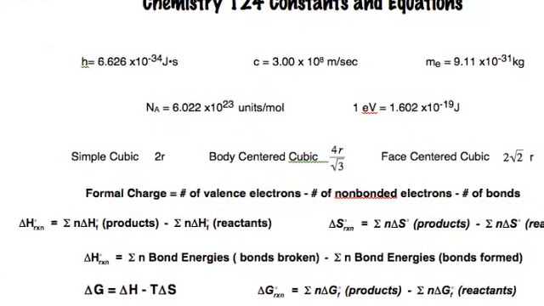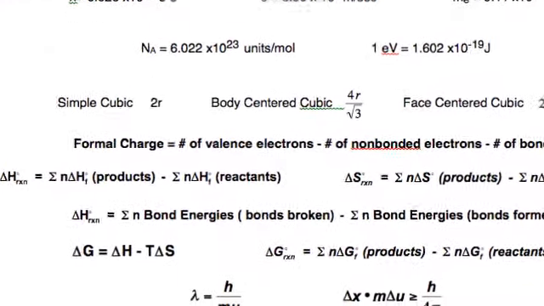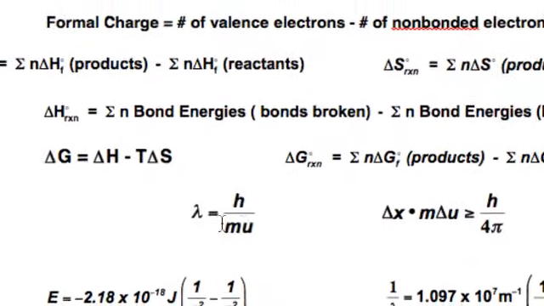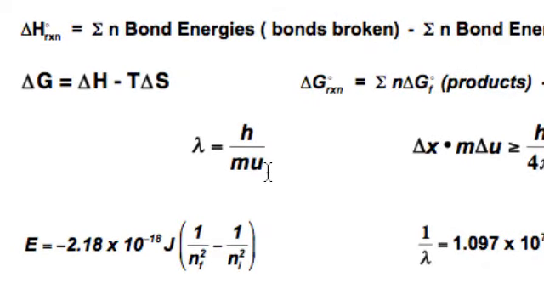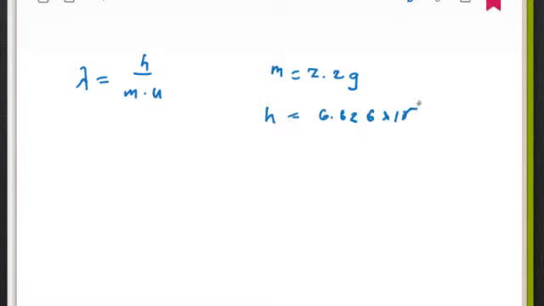Okay, you'd have to go to your equations and recognize that this equation right here gives you the de Broglie relationship, that lambda equals h over mass times velocity. Wavelength is equal to h over mass times the velocity, and it shows u as the velocity. So we need to know a bunch of things. We know that the mass of the ping pong ball is equal to 2.2 grams. The h is equal to 6.626 times 10 to the negative 34th joules second.